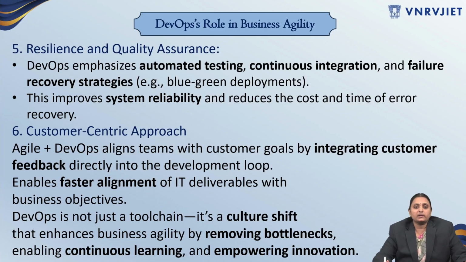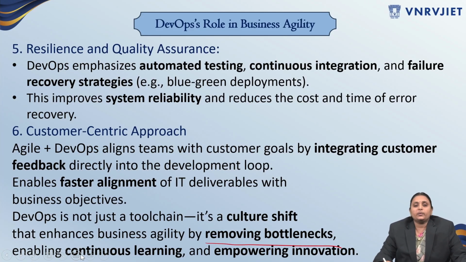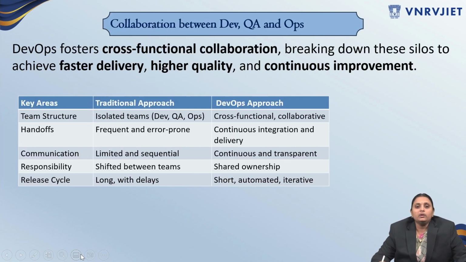Finally, what are the DevOps roles in business agility? DevOps is not just a tool chain, it's a cultural shift that enhances business agility by removing bottlenecks, enabling continuous learning and empowering innovation. And the last, I am going to concentrate on collaboration between DevOps, quality assurance, and the operations team.